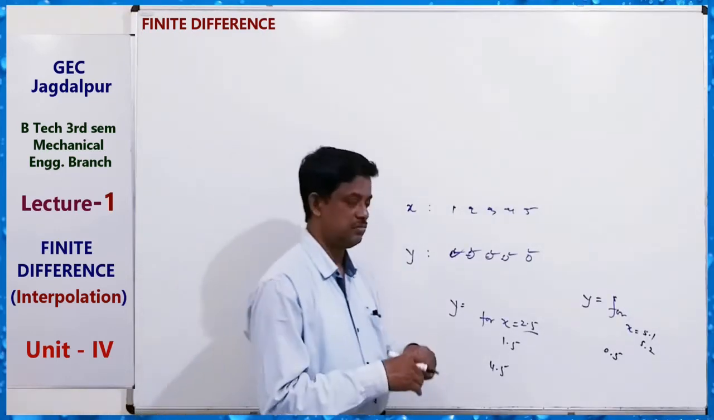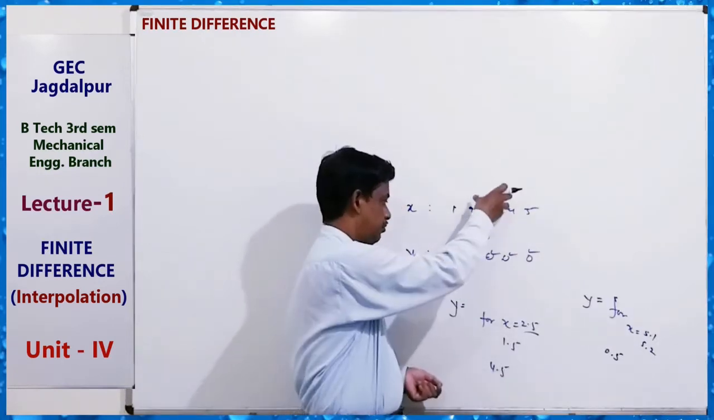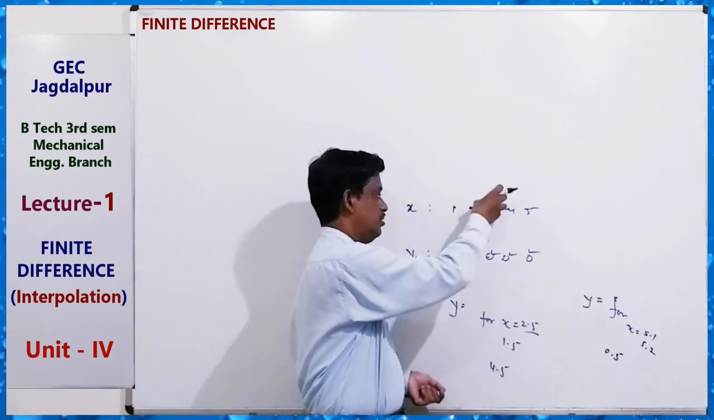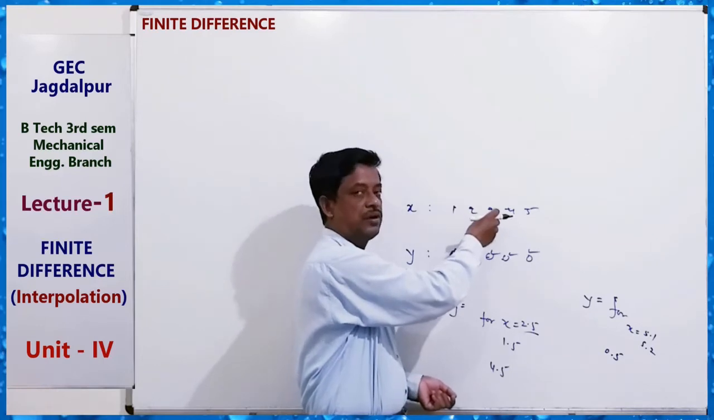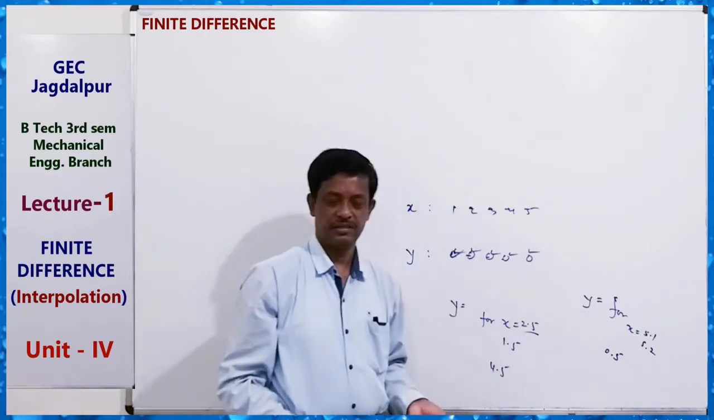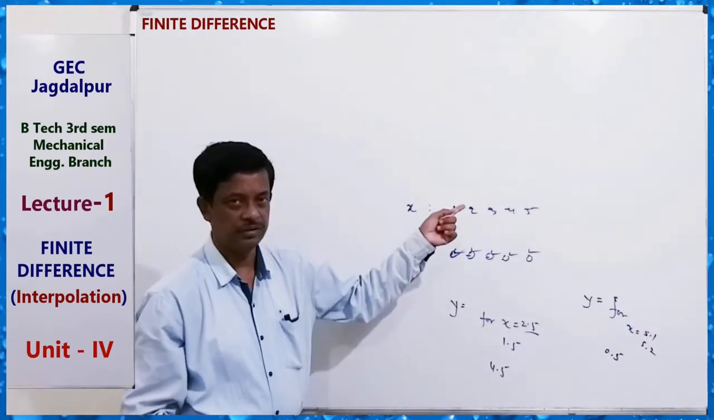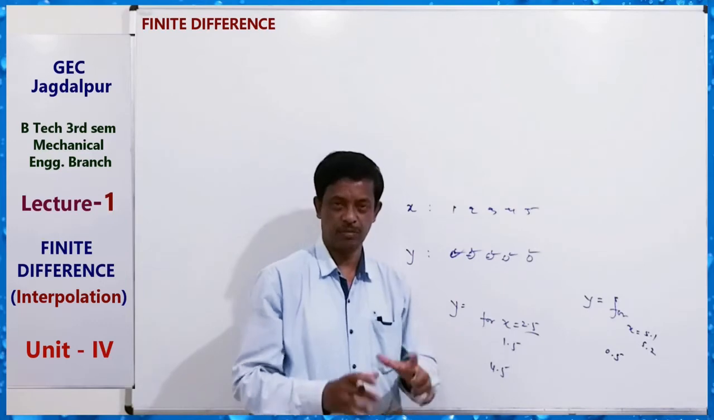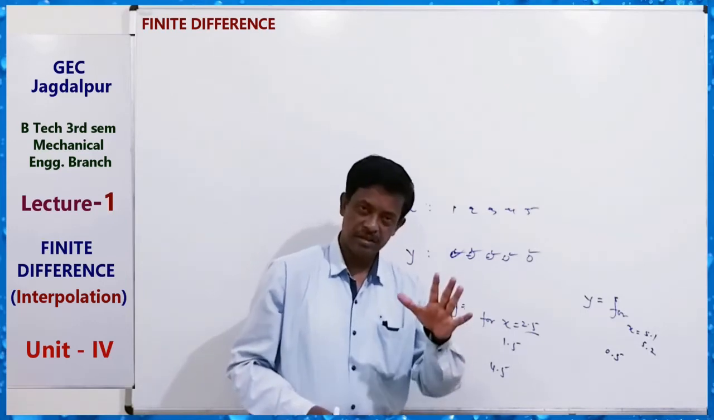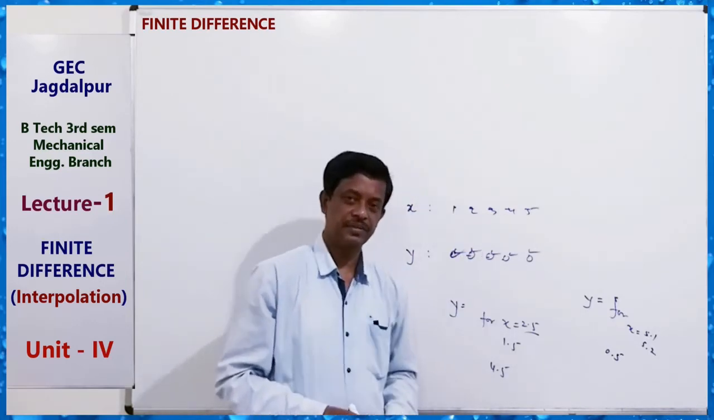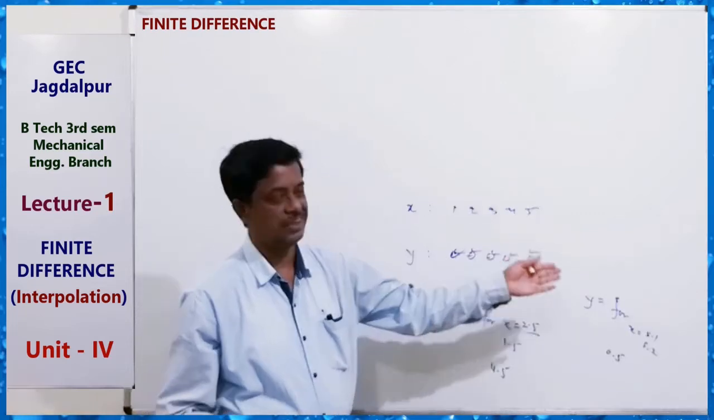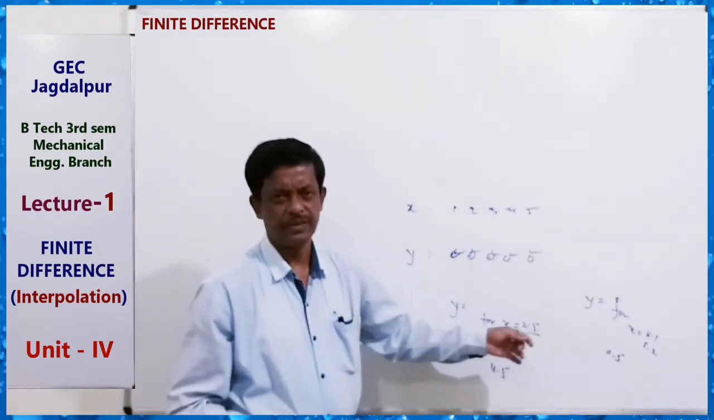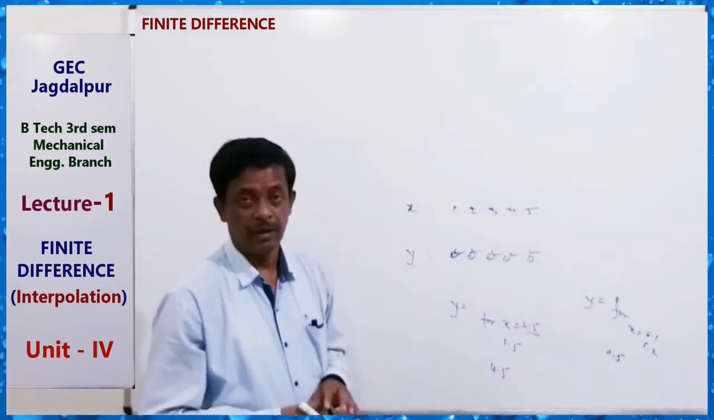And interpolation: if the value of x is in the inner part of the given range of x values, and for that value we want to find the value of y by some process, that is called interpolation. So this is interpolation and that is extrapolation. Here interpolation is the main thing.